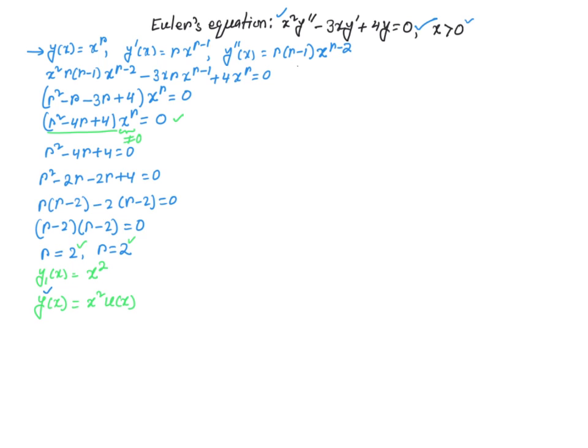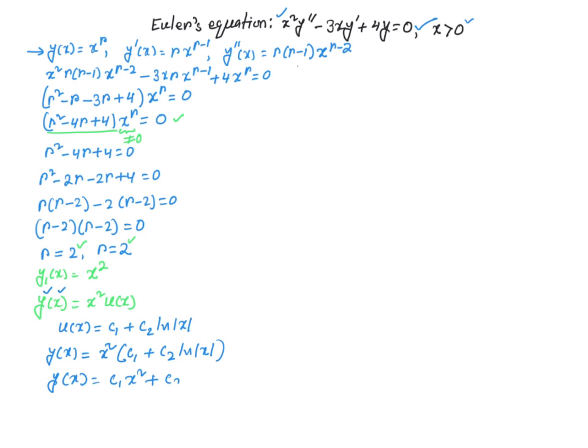Once you solve it, there is a lengthy process which I'm not going to go through. Then you're going to get u of x as something like this: c1 plus c2 ln of the absolute value of x. Now that's going to give you your y of x, which is equal to x squared times c1 plus c2 ln of the absolute value of x. If I simplify it a little further, I get y of x is equal to c1 x squared plus c2 x squared times ln of the absolute value of x. Now c1 and c2, by the way, are arbitrary constants.